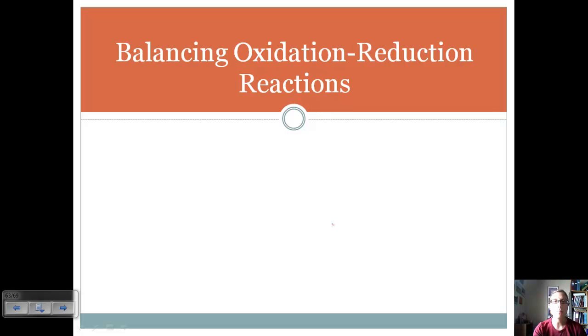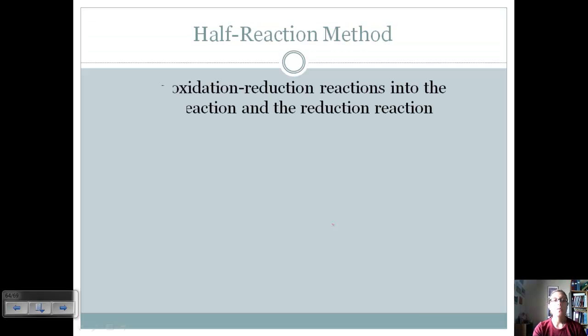Now let's talk a little bit about balancing these types of reactions. We're going to use what's called the half reaction method, which is where we separate the oxidation-reduction reaction into two parts. We look at the oxidation part and then the reduction reaction.